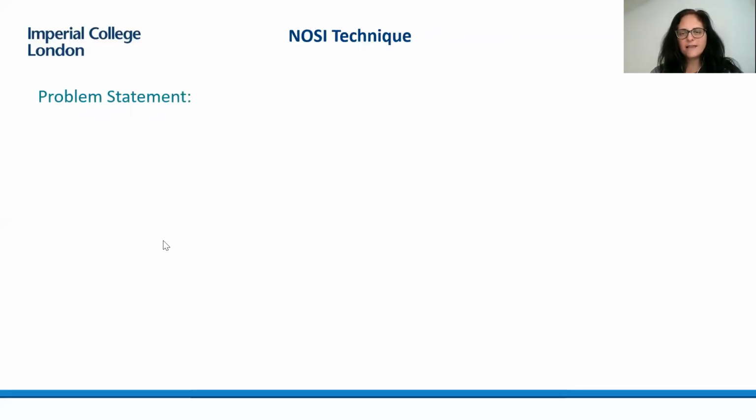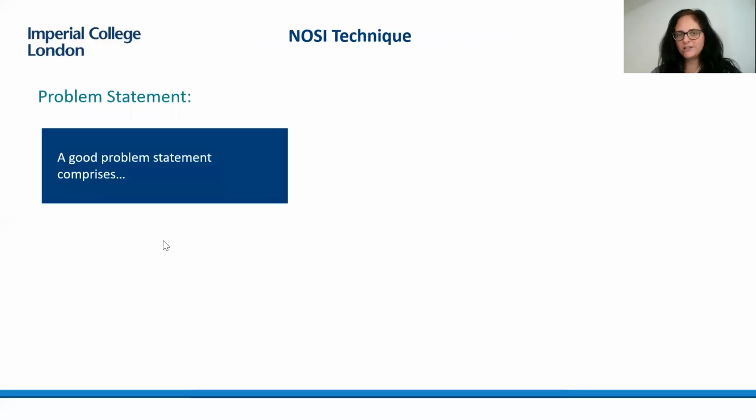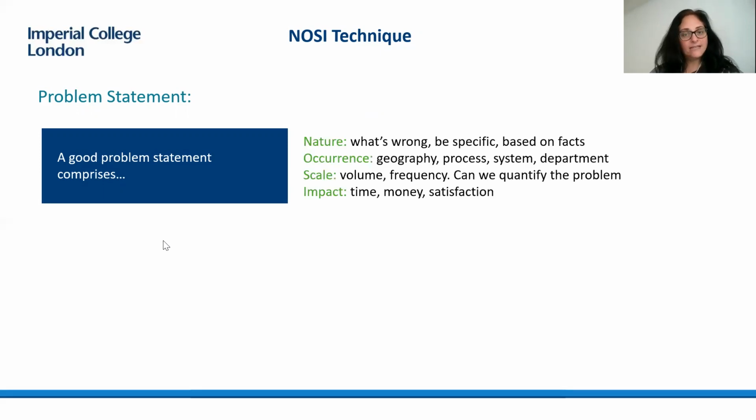So we have some help on hand to help you to define that problem statement in more detail, what you should start to think about in terms of what should be in that statement. And it's called the nosy technique, which is very aptly named. So you could start thinking about answering these questions. Firstly, what is the nature of that problem? What is wrong? Be really specific and try to stick with facts where possible.